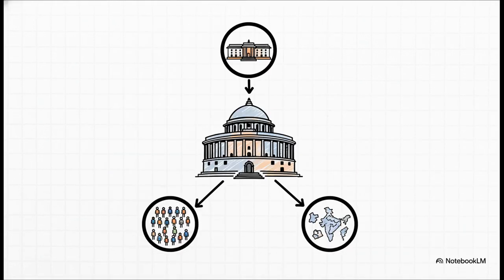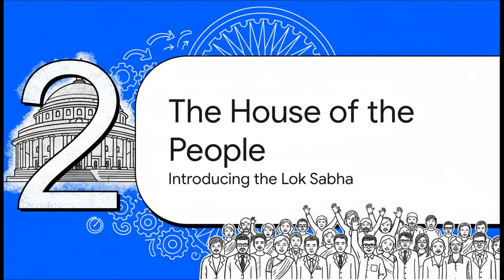Now here's something important. Parliament isn't just one big room. It's what's known as a bicameral system. And that basically means it has two houses, but it's really made up of three key parts. You've got the president, then a house for the people, and a house for the states. So let's tackle that first house, the Lok Sabha.